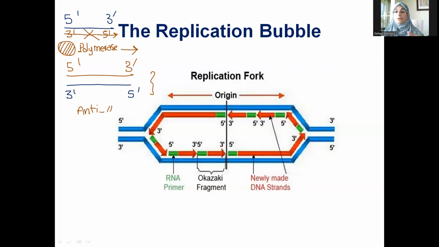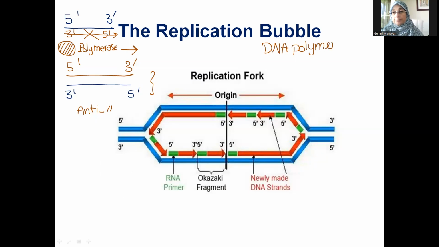It can just add new nucleotides at the 3' end, and therefore it can only build in the direction 5' to 3'. So this is a cause and effect that you have to know. This is important to know.